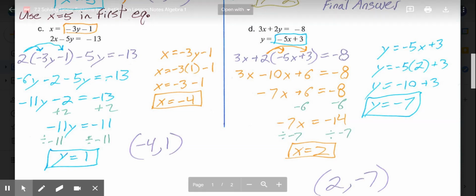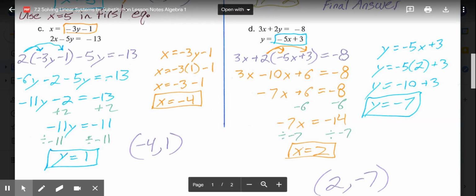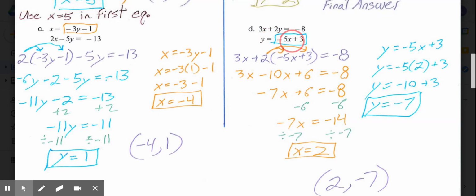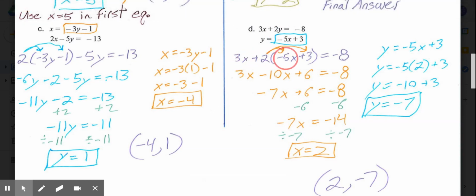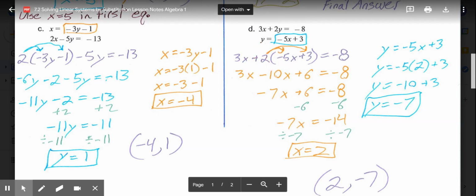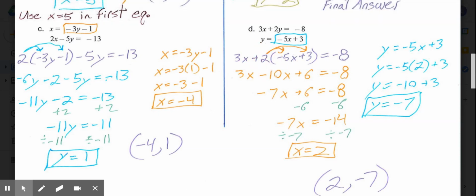Then our last example on this first page, again, we already see one of the equations is solved for a single variable. So y equals negative 5x plus 3. So I'm going to take that expression, negative 5x plus 3, and substitute it in for y in the other equation. So that top equation would become 3x plus 2 times, in parentheses, negative 5x plus 3 equals a negative 8. Distribute the 2, so we end up with 3x minus 10x plus 6 equals negative 8.